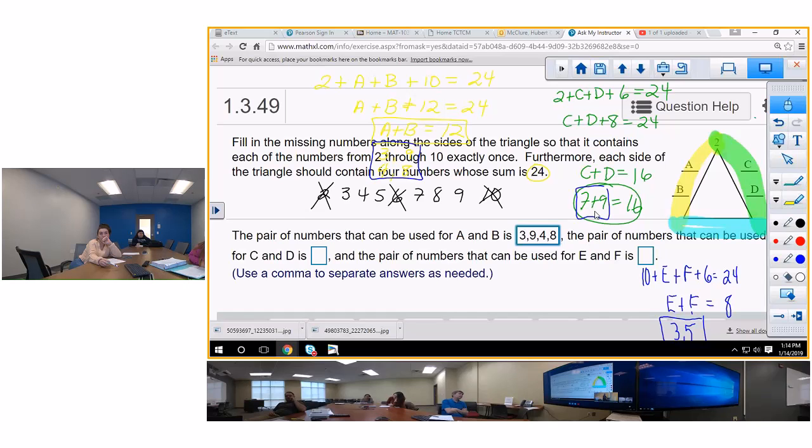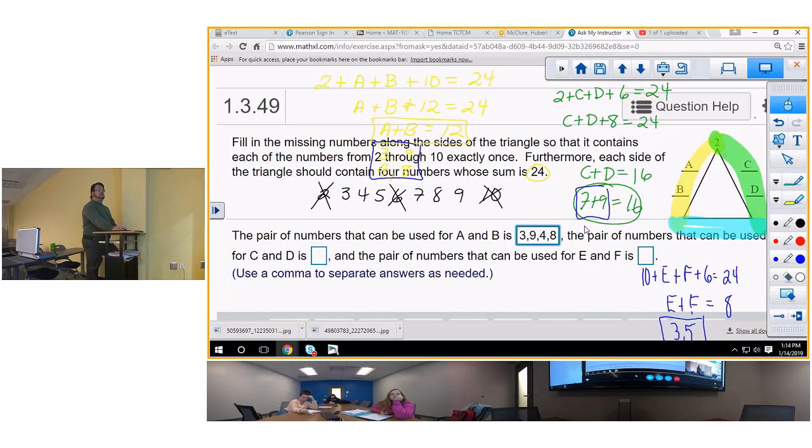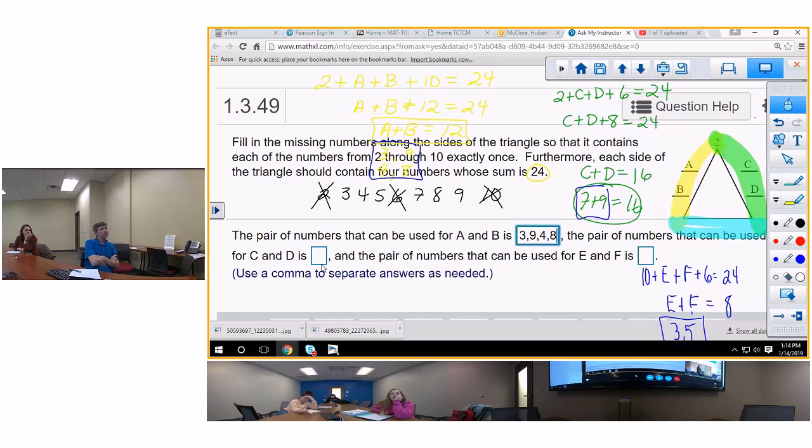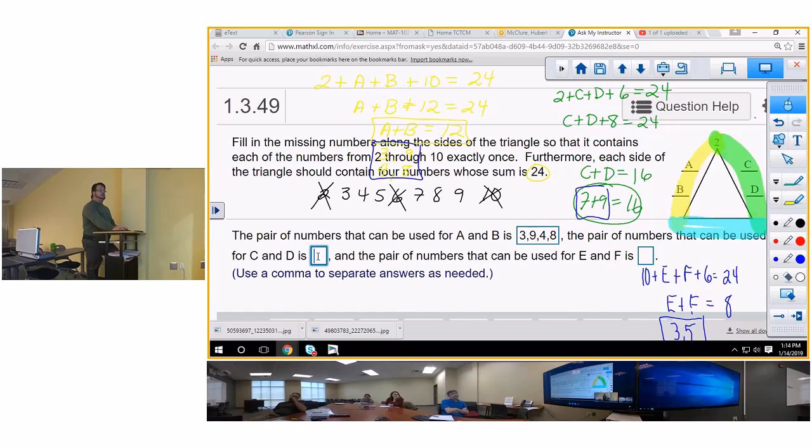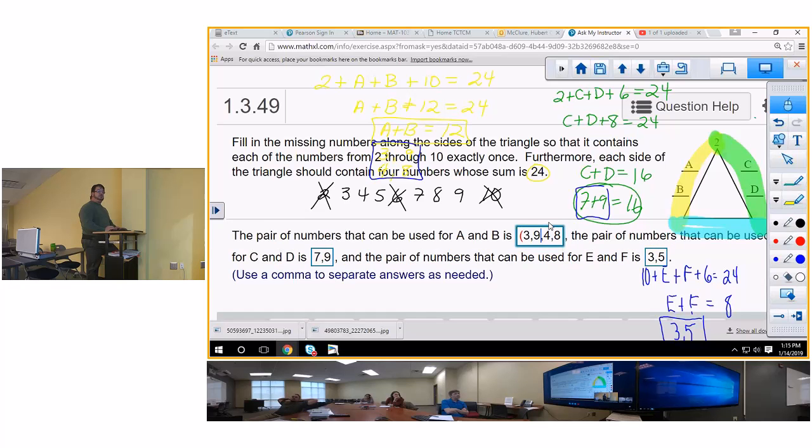C and D is 7 plus 9. Put it there. 7 and 9 go here. 7, 9. And then this one is 3, 5. But you've got to take one of them off. I think I'm going to put parentheses around this one. No. The question can choke on it for all I care.